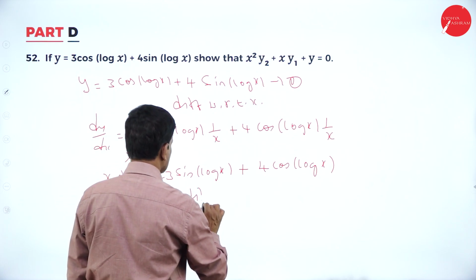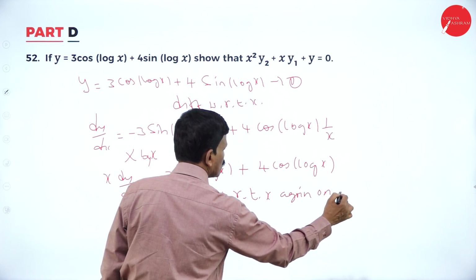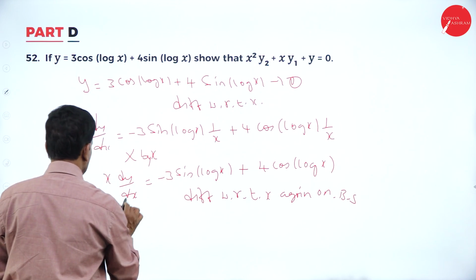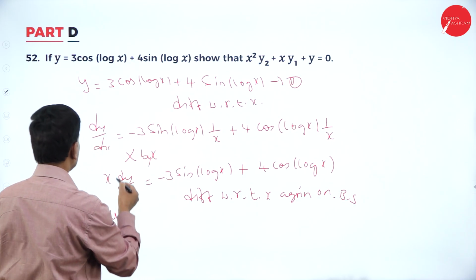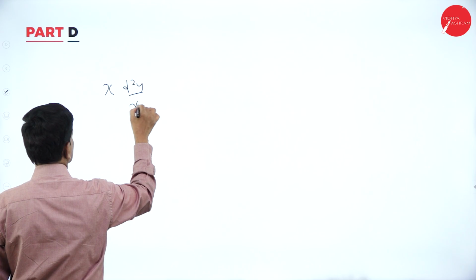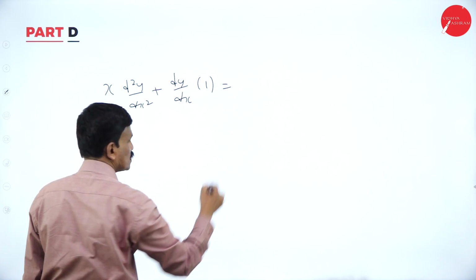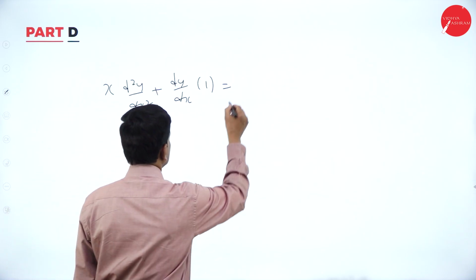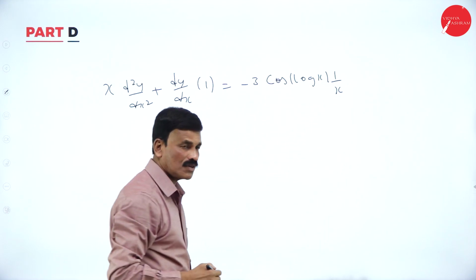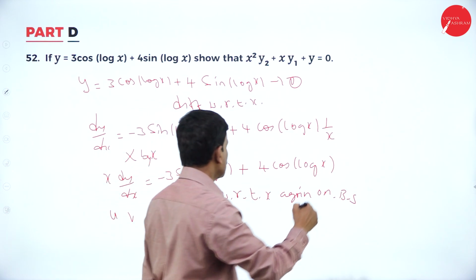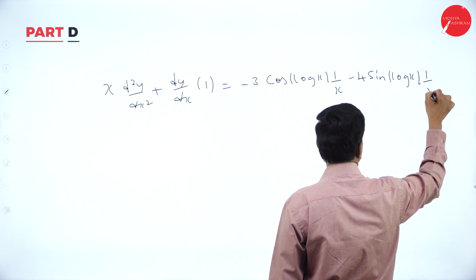Now again differentiate this. Differentiating with respect to x again on both sides. What happens? If you differentiate, this is the product rule, UV method. First function into, I'll differentiate here. First function, x into differentiation of dy by dx is d square y by dx square, plus second function dy by dx into differentiation of x is 1. And right hand side, minus 3 as it is. Differentiation of sin is cos log x into d by dx of log x is 1 over x. Again differentiation of cos is minus sin. So this is minus 4 sin log x and differentiation of log x is 1 by x.